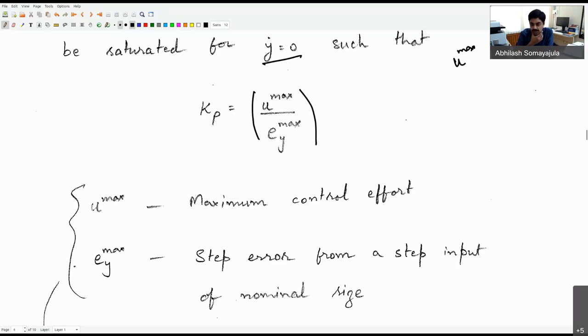You may think of this u max as, let's say, if you're trying to look at a heading control problem, delta will be the rudder angle, which is the tunable parameter. You know that that rudder angle can't be more than 35 degrees for typical ships, right? So that delta max being 35 degrees is what your u max then becomes. And then you are trying to play around with this error max. What is the maximum value of this error that you can use, in order to play around with what your kp value should look like.